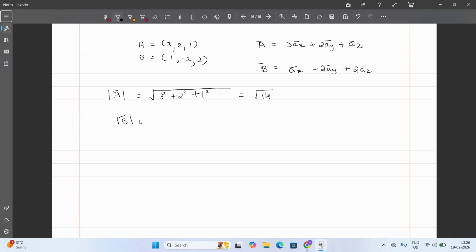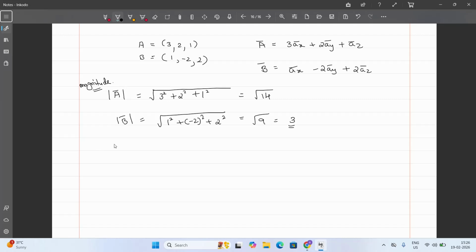Similarly, you can find the magnitude of vector B, which will be the square root of 1 square plus minus 2 square plus 2 square. You just have to take the squares of these numbers and add them under the root. Okay, so minus 2 whole square is going to be plus 4 only. So 4 plus 4 plus 1, which is 9, or I can say it is 3. So the magnitude of vector A will be root 14 and the magnitude of vector B will be 3. This is how you calculate the magnitude of any vector.